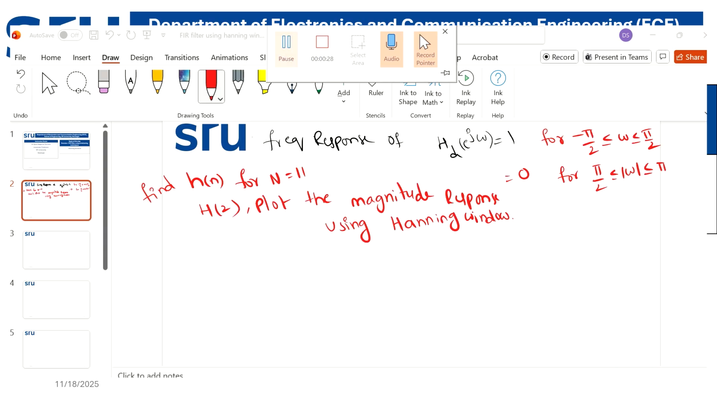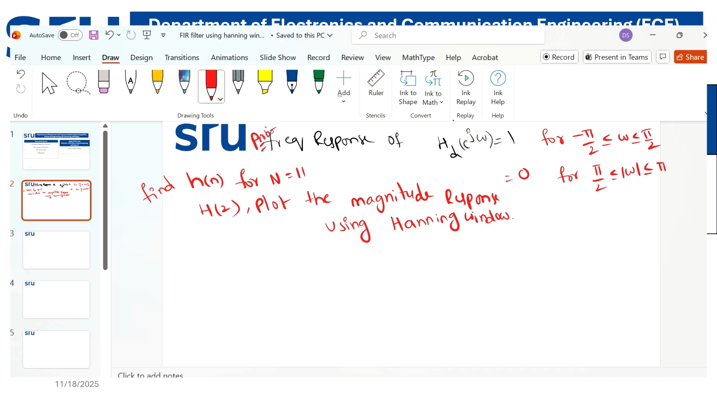So we have to solve this problem using the Hanning window. The specific window is given, that is a Hanning window. So given Hd of e power j omega equals 1 for omega from minus pi by 2 to plus pi by 2 and 0 elsewhere, and given N value which is 11, odd. Now step 1.